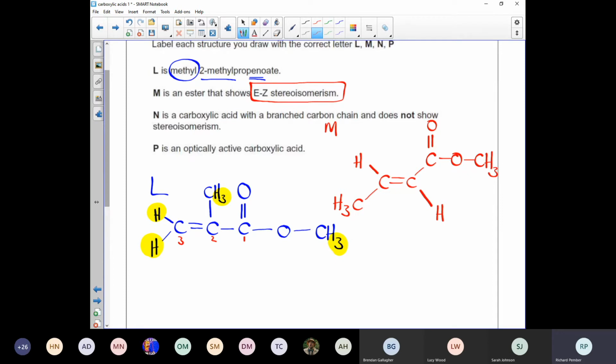You can see that the one that I've drawn here, the groups with priority, so this carbon and this carbon, so I've drawn the E isomer. It's not saying that I need to draw the E or the Z, so I'm okay there. Again, does it match the formula? So I've got 1, 2, 3, 4, 5 carbons. So that's looking good. I can see my 2 oxygens, and I've got 3, 4, 5, 8 hydrogens. So happy with that as my answer for M.